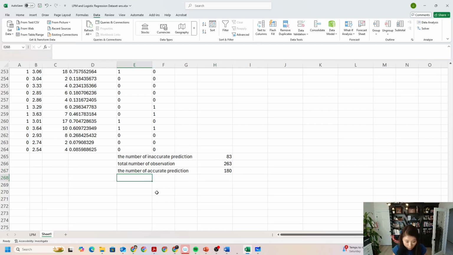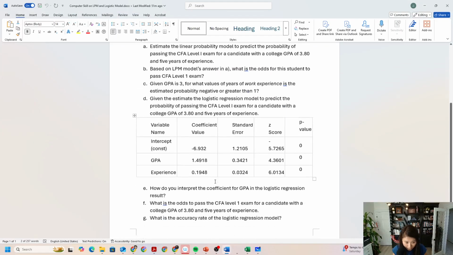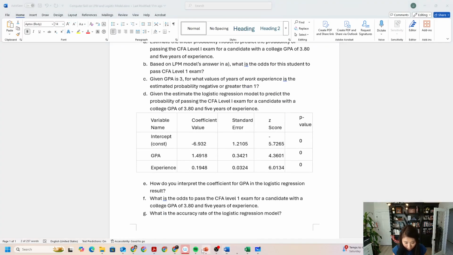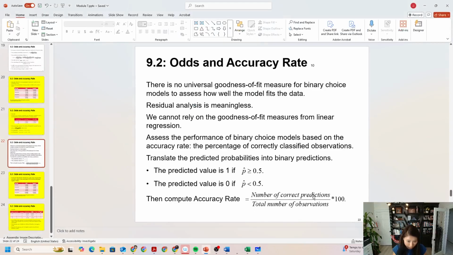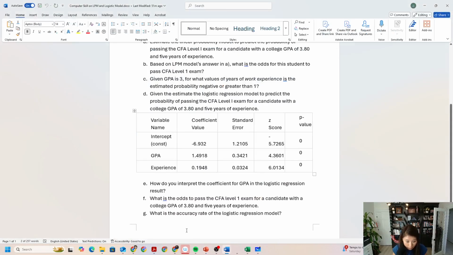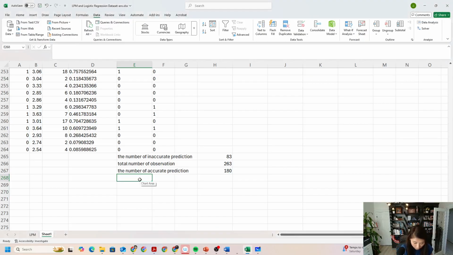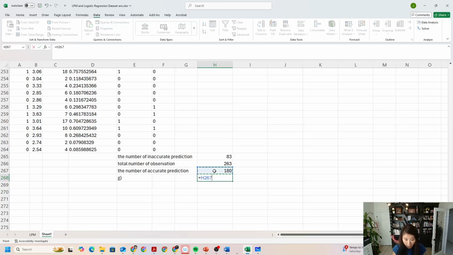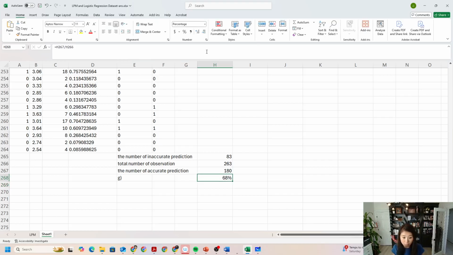So now the last question, right? We try to understand the accuracy rate. Given the formula, accuracy rate is the number of correct predictions divided by the total number of observations. So therefore, my answer to question G will be equal to the total number of accurate predictions divided by the total number of observations. So that's going to give me 0.68. If you convert to percentage, usually we like percentage, so our model accuracy rate is 68%. It's actually pretty good.